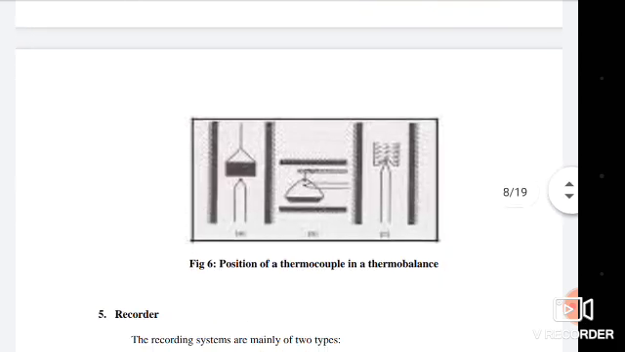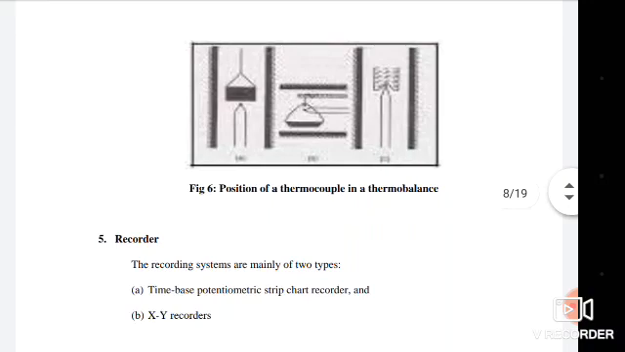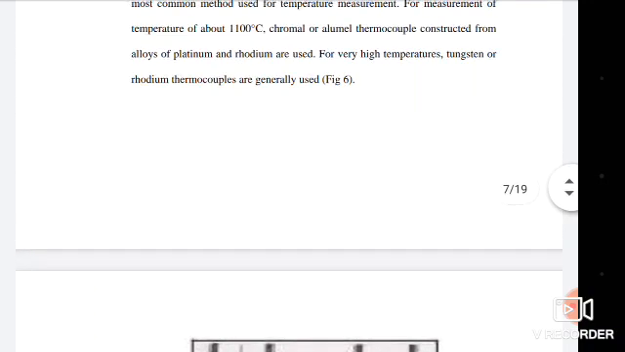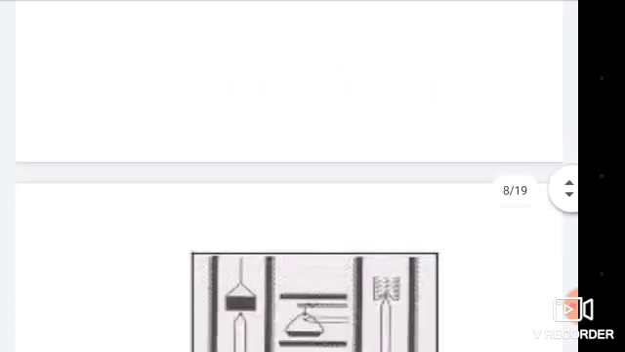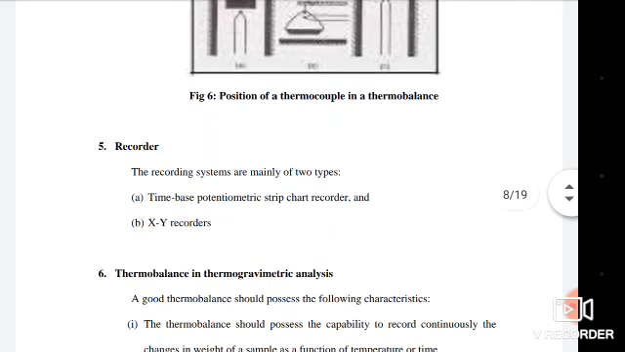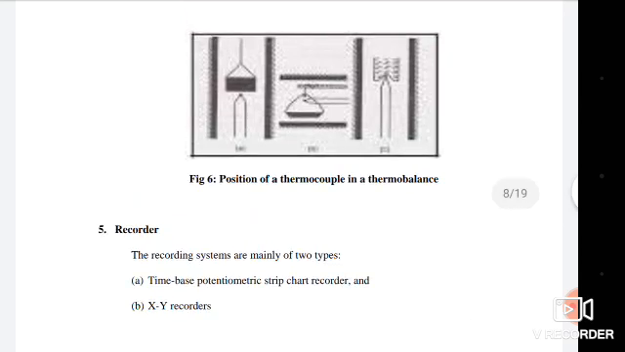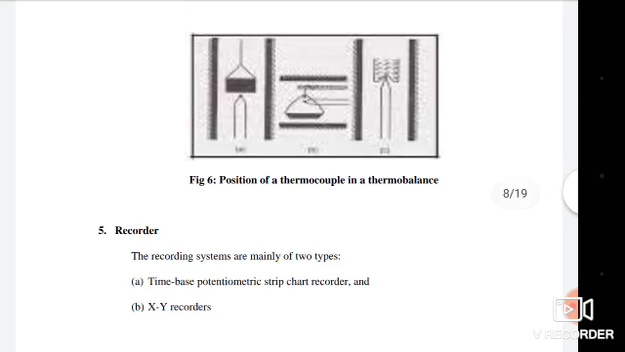If we are taking the analysis at higher temperature, then tungsten or rhenium thermocouples are generally used. At the lower temperature, around 1100 degrees Celsius, platinum and rhodium are used as thermocouples. Then this is the position of the thermocouple in a thermobalance: how the thermocouple is placed in the thermobalance.